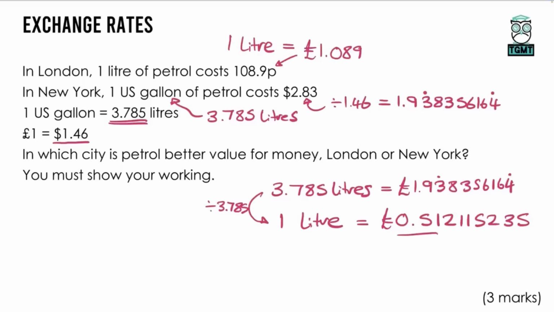Now ultimately we don't need to write all those decimals because it was £1.08 in London, and in New York it's only, if we round it, 51 pence. So in terms of where it's better value, we would say New York is better value. We'll just say New York is better value, and obviously we have our working out that shows that 1 litre in London is £1.08 and 1 litre in New York is 51 pence.